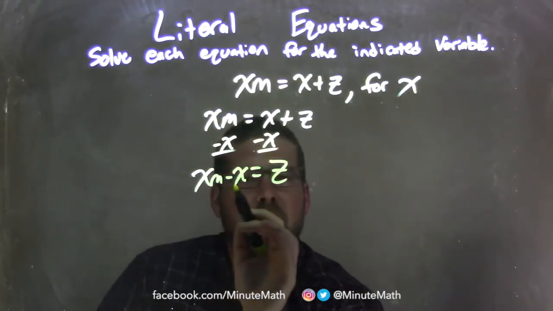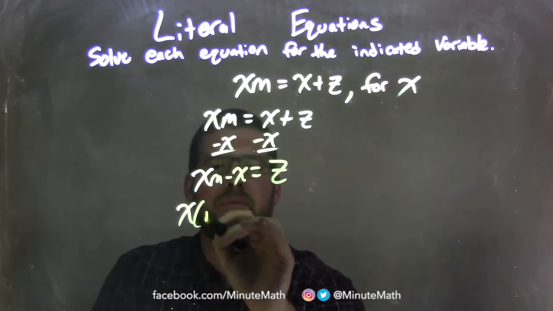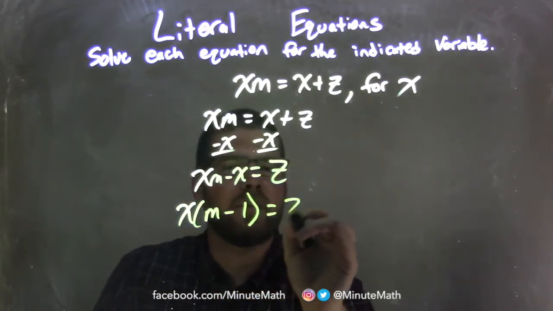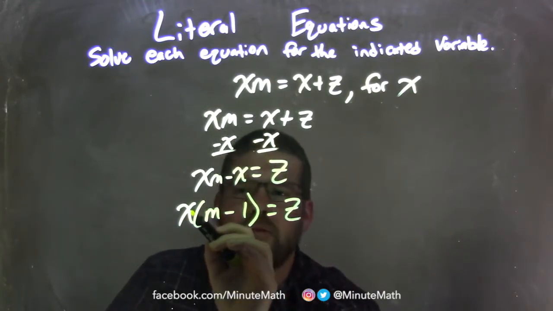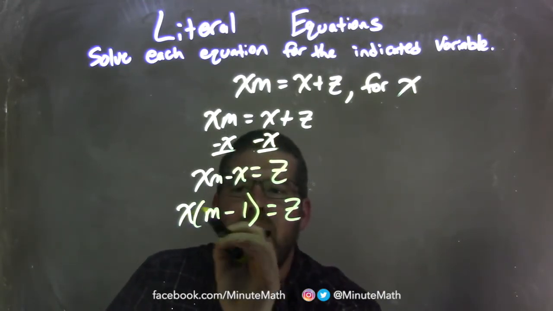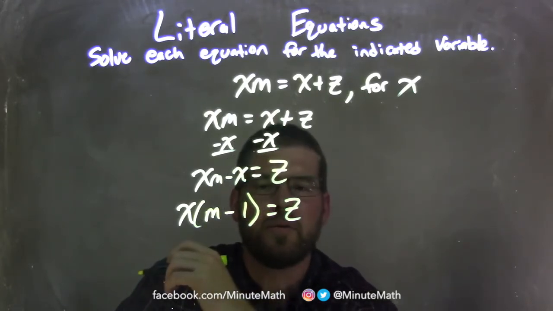Well, now I see two x's there. I can pull out an x from that part, leaving me with x times m minus 1, and that's equal to my z, which is still there on the right. And you can see that if I distributed this, multiplying the x back in, x times m is xm, and x times 1 is x, and the subtraction sign is still in between.